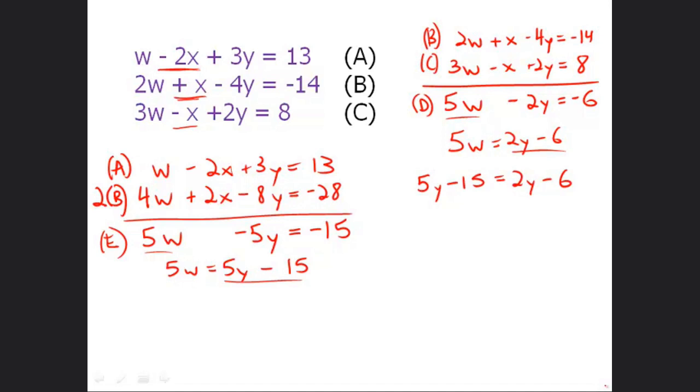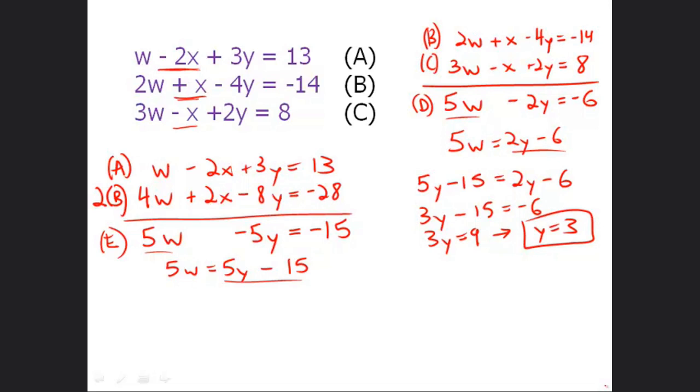Well, now I'm down to one equation with one unknown. This is great. I know how to solve this. Subtract 2y from both sides. We get 3y minus 15 equals negative 6. Add 15 to both sides. 3y equals 9. Divide by 3. We get y equals 3.